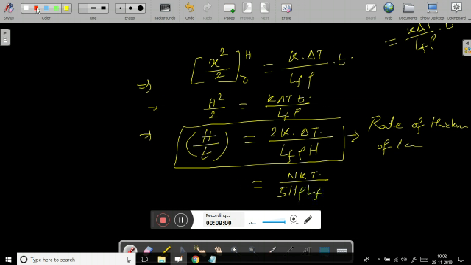Now these two portions, one is this portion and another one is this other portion. If we equate these two portions, we will get n is equal to 10. So that's the answer. Thank you very much.